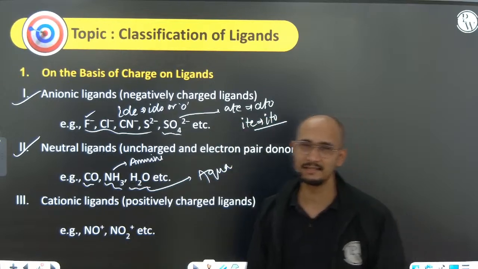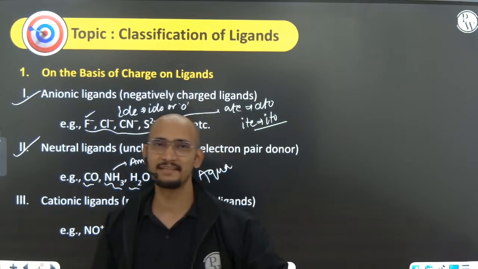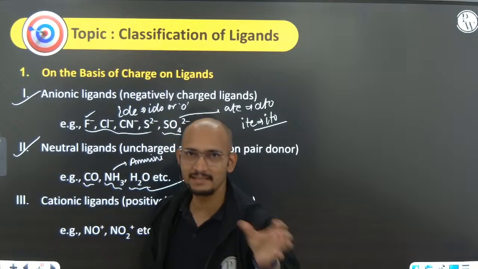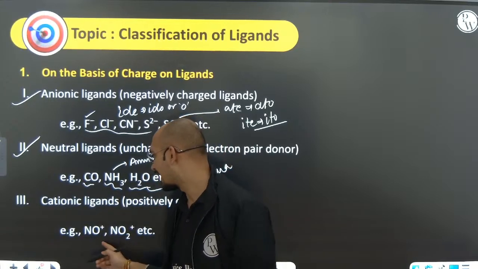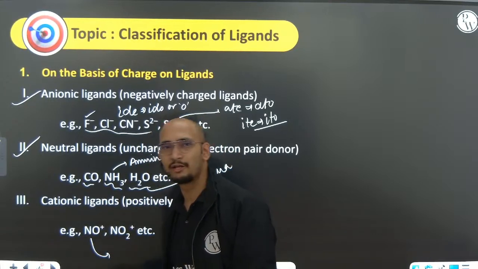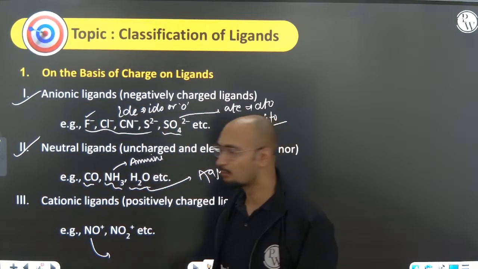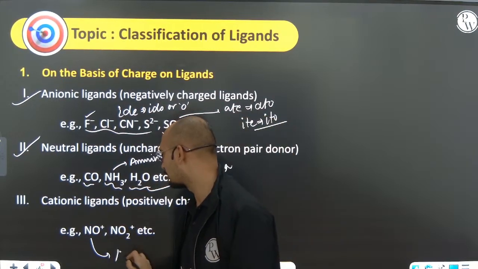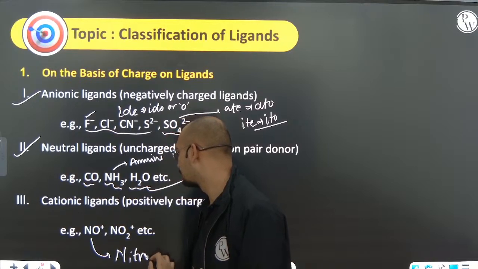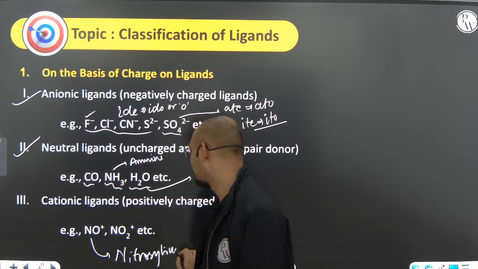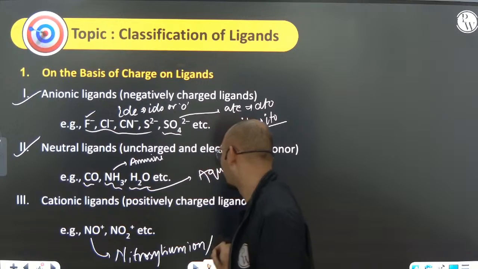What about cationic ligands? Once a cationic ligand is there, at last you will have to add the suffix ium. Ium tells that it is positively charged. NO plus, so it is nitrosyl. NO is nitrosyl. So what will we say? Nitrosylium ion. What will we call it? Nitrosylium ion. And we also call it nitrosonium ion.